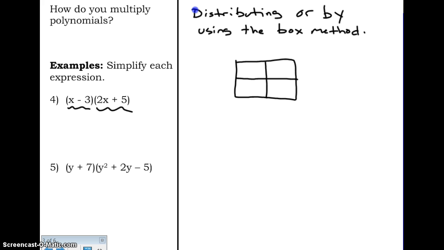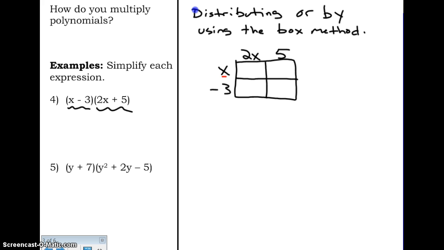The first binomial, x minus 3, we're going to put the x there and the minus 3 here. Again, pay close attention to the signs. And then the other one was 2x plus 5. So we're going to put the 2x here and the 5 here. It's a positive 5, so we don't really need to put that plus sign there. And now we're going to fill in the box like this.